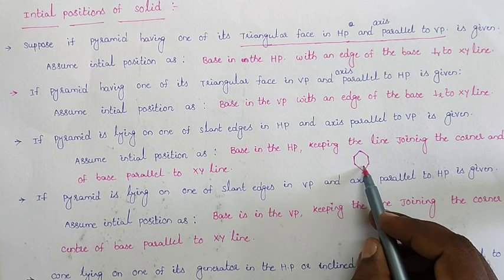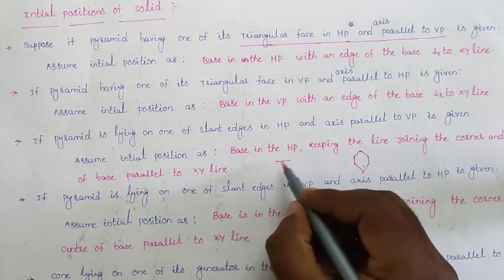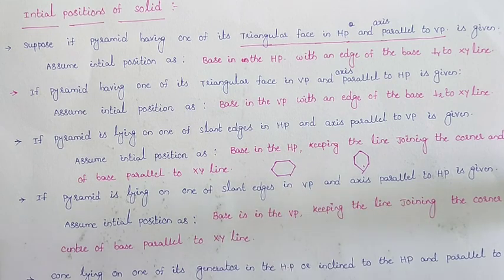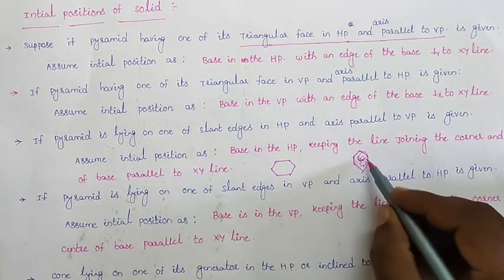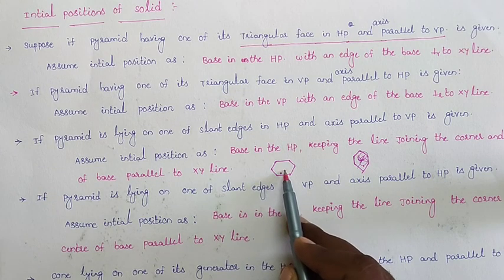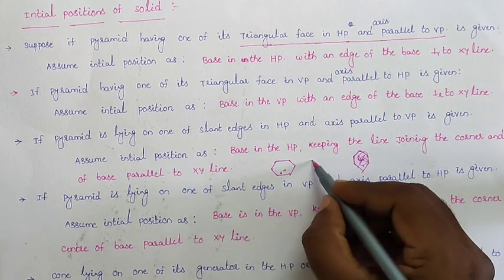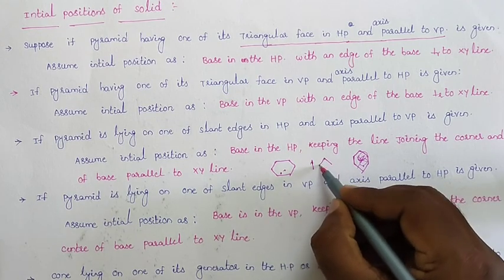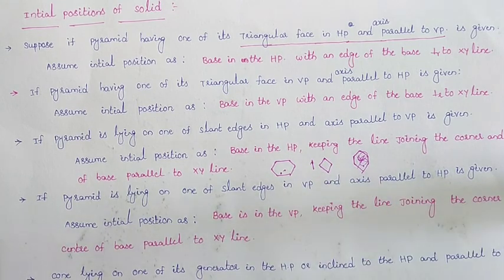If a slant edge is given, we will draw the shape of the hexagon like that. So this is the shape of the hexagon. This is not correct, so this is the correct one. So we will draw the top view of our diagram like that. Suppose a square pyramid is given, we will draw the shape of the square pyramid like that. We will construct a rhombus like that.